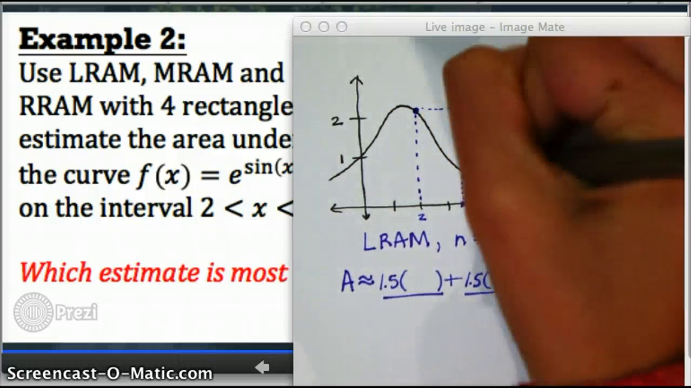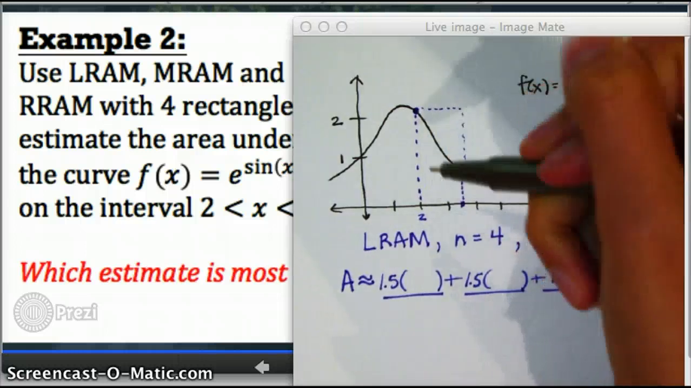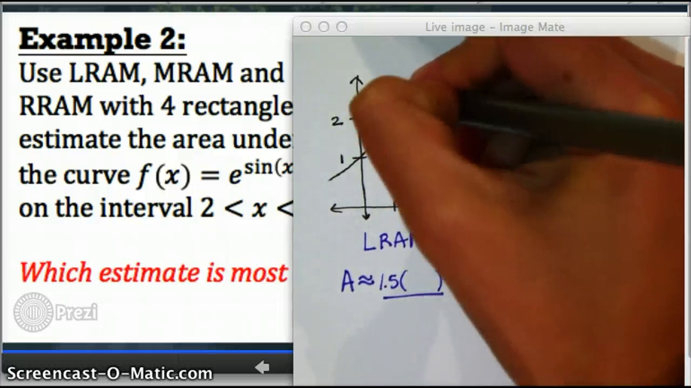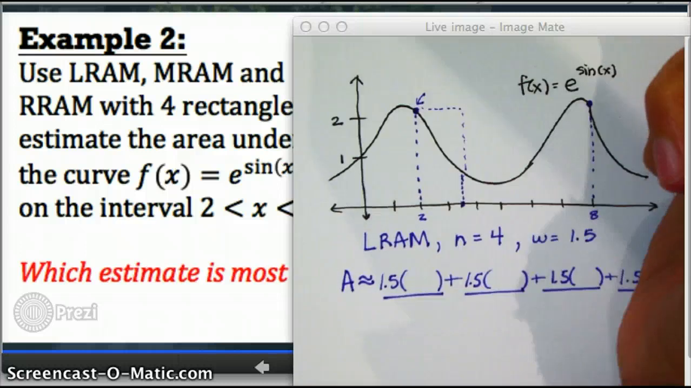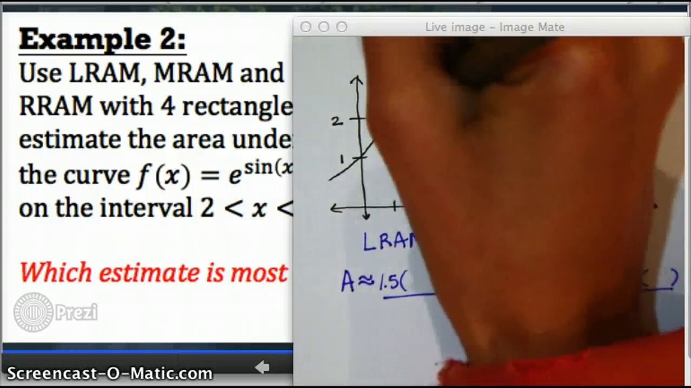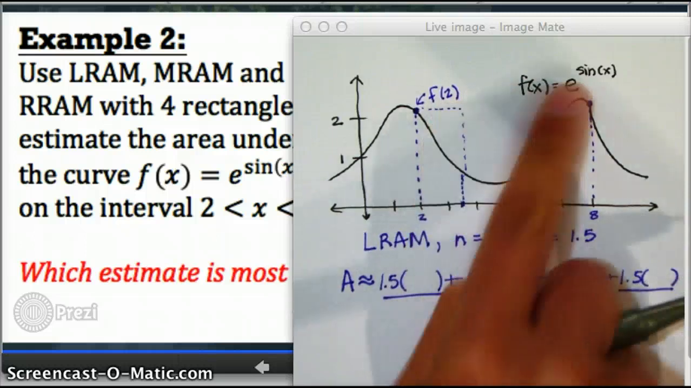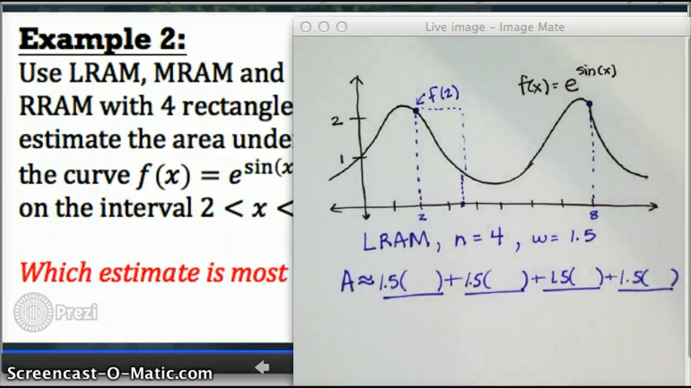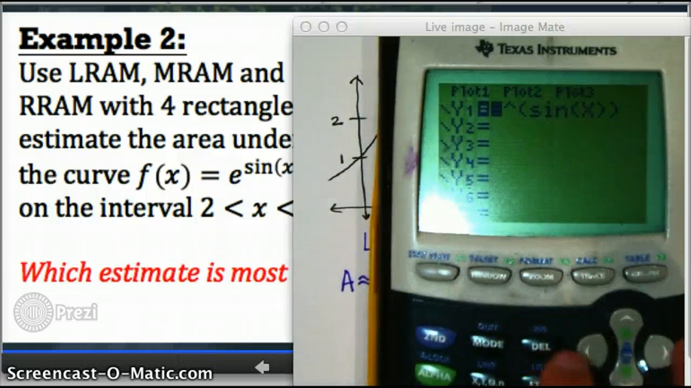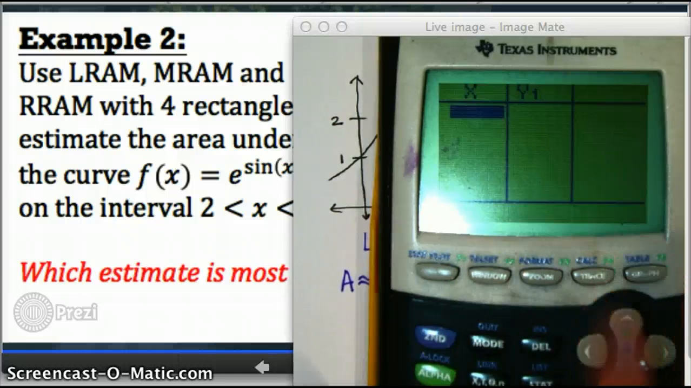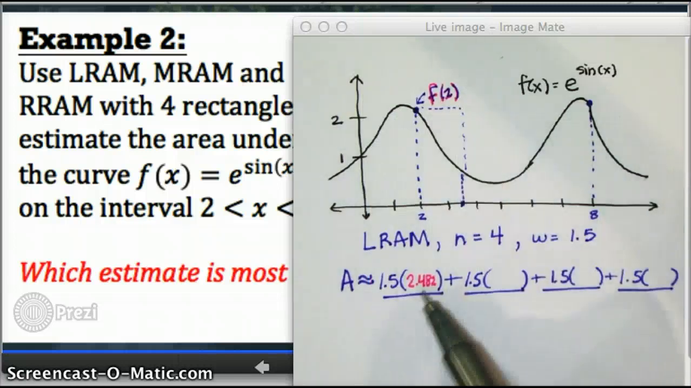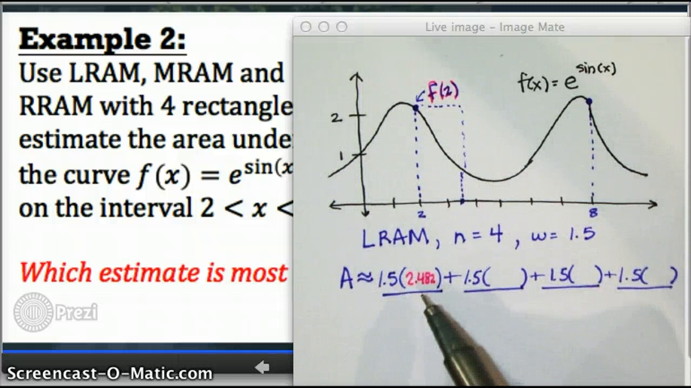To figure out the actual height of that rectangle, I really just need to know the y value of this point. And I can calculate that by plugging the x value 2 into the function f, which is this function right there. Again, I prefer to do this using my calculator by putting the function into y equals and then going to the table, and I can just type in 2 for the x value. And I get a height of 2.482, which then becomes what I multiply for this first term.